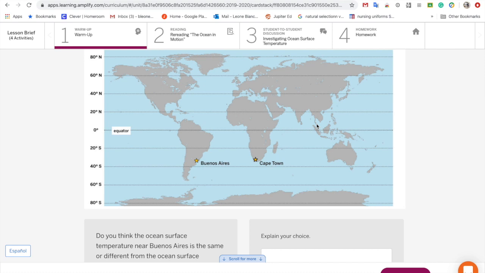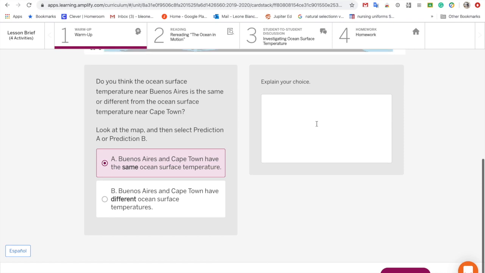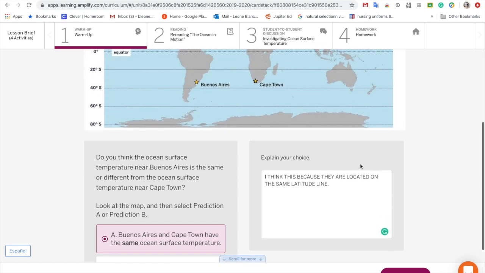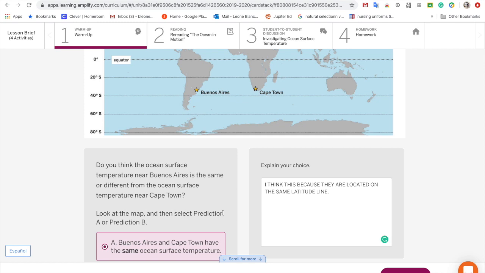From looking at this from a basic standpoint, it looks like they would probably have very similar temperatures since they're on the same latitude line. So my choice would be that they're the same. I think this because they are located on the same latitude line. This is a very basic understanding that anything around the same area should have the same temperature. And it's asking about the ocean surface surrounding these areas. Both of these are coastal cities.